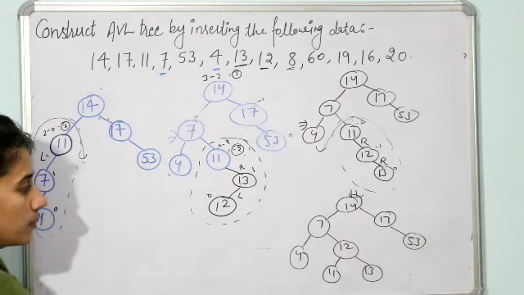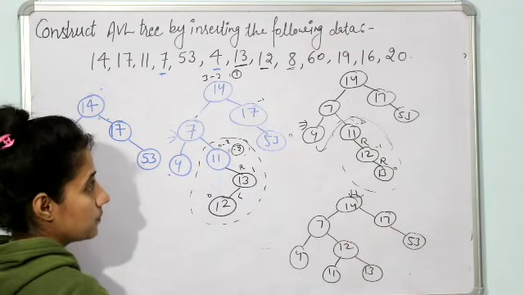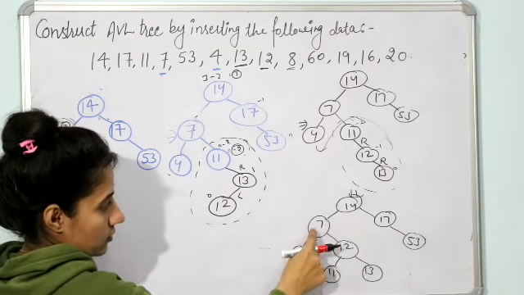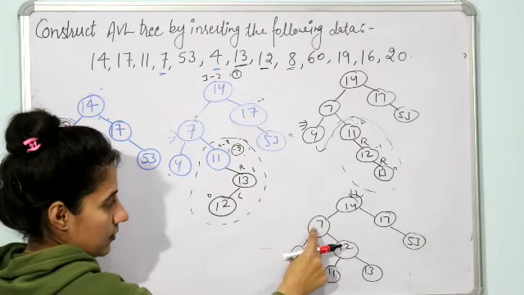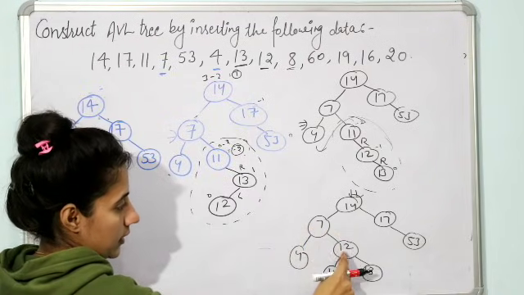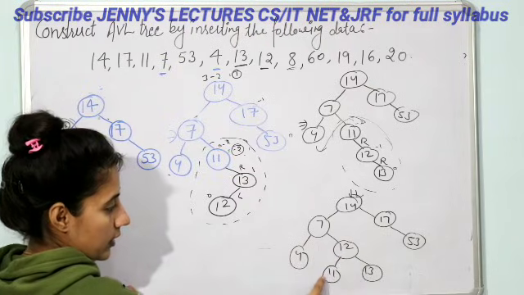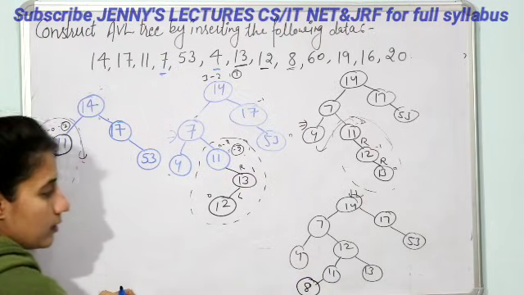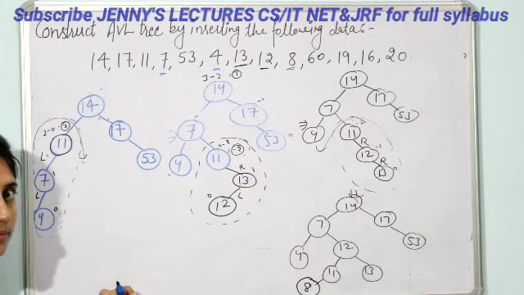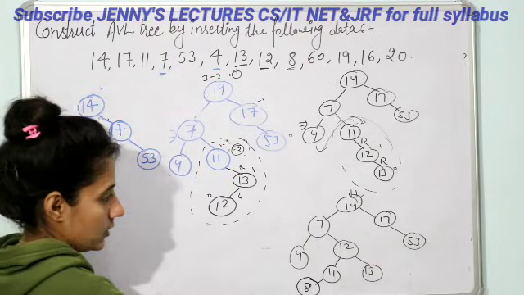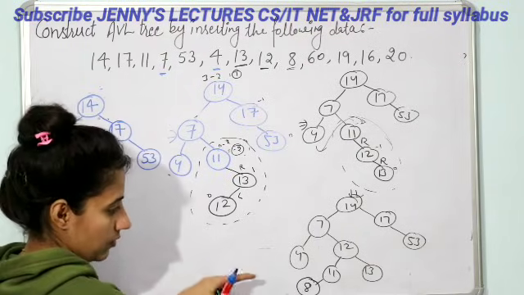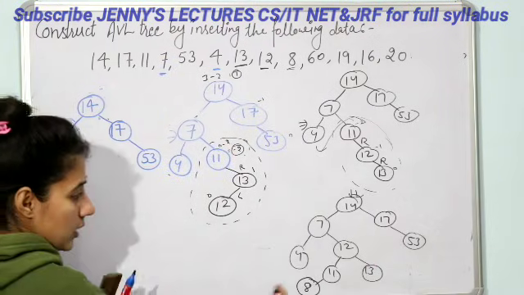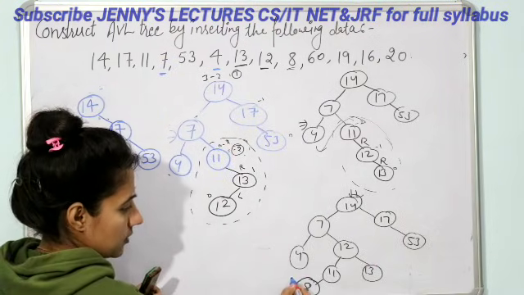Now next you have to insert 8. Where would this 8 be inserted? Left of 14, 8 is greater than 7, so go to the right part. 8 is less than 12, go to the left part. 8 is less than 11, go to the left part. This is 8. Now find out the balance factor. After every insertion you are supposed to find out the balance factor. Balance factor of this 8 is 0.